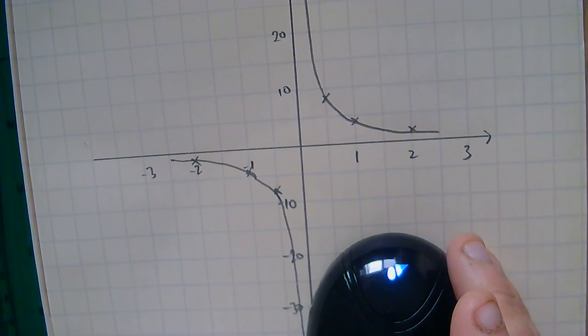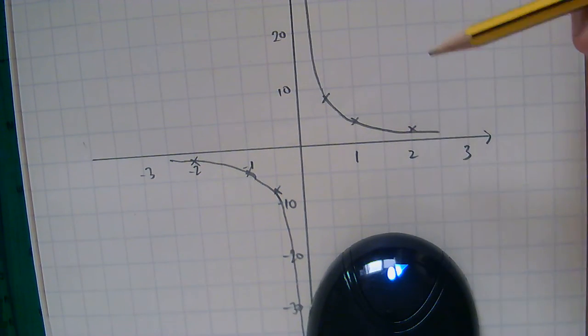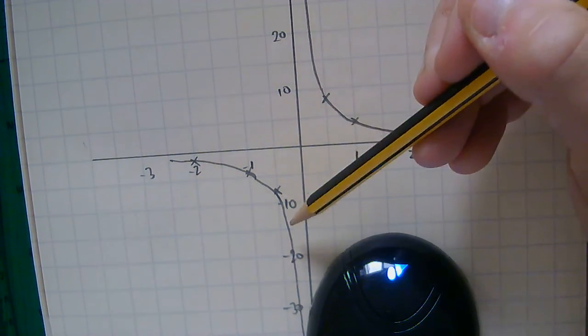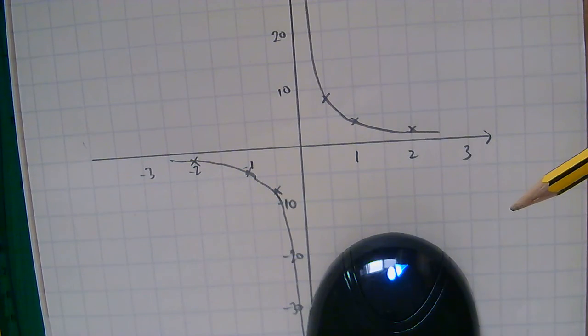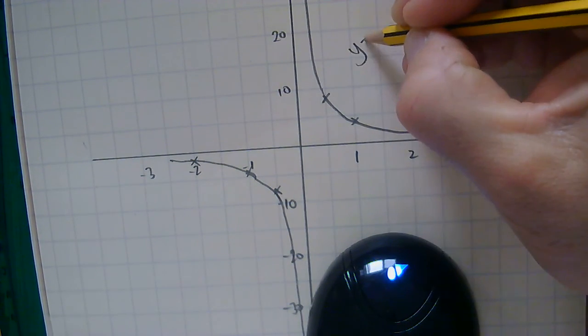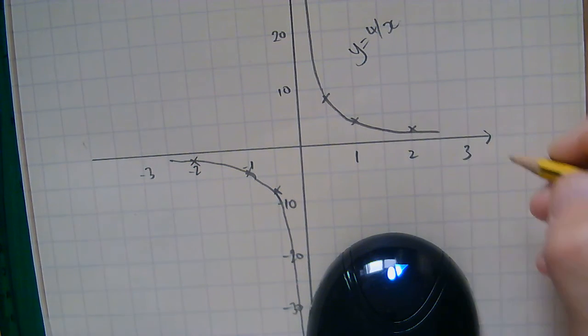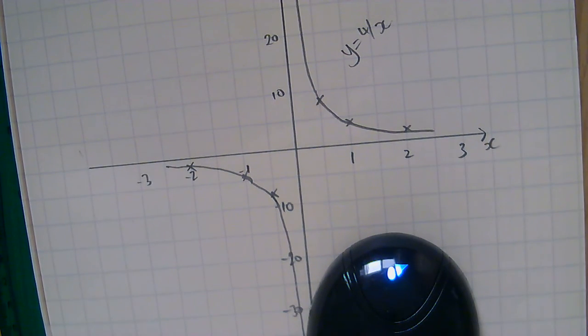We've got something called asymptotes. An asymptote is where the graph can never touch, and our asymptotes here are the x-axis and the y-axis. Label your graph, y equals 4 over x. Make sure all our things are labelled.